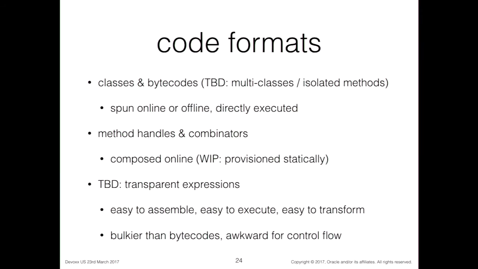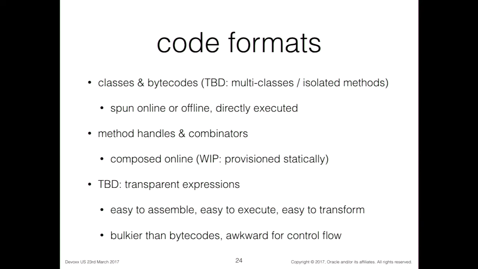I want to say a couple words about code formats. Since this is an invocation talk, when you invoke some piece of code, it doesn't have to be bytecodes. It could be MethodHandles and combinators. And we're aiming to have a close symmetry and synergy between what you can do in bytecodes and what you can do in MethodHandles. But then maybe also we want a third thing someday, what I call transparent expressions. This would be expressions which are like bytecodes, easy to assemble sequentially, but they're less contextual. It's just basically a sequence of tokens. They're not as compact as bytecodes, but they're easier to understand than bytecodes.